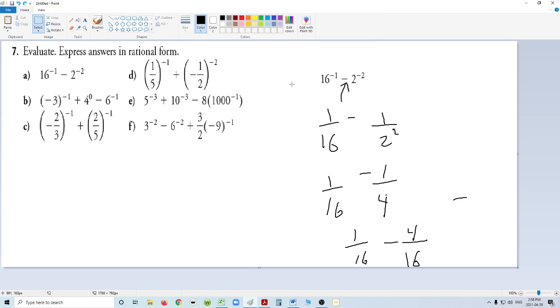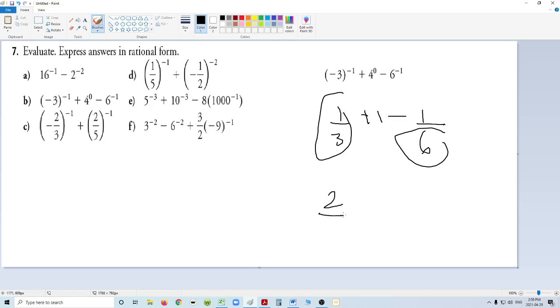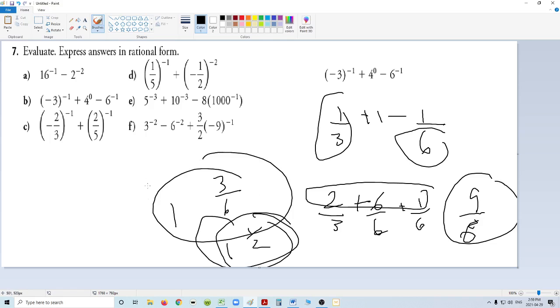What about this one? Go to this one here. So I guess just resolve each first. -3 to the -1 is 1 over 3, plus 1 minus 1 over 6. So they all should be on the same fraction. 6 is the common denominator, so turn this into something over 6. The 1 over 3 is 2 over 6, plus 6 over 6, plus 1 over 6. And if I add up all their tops, I get 9 over 6, which is 1 and 3/6, which is 1.5. This is correct, this is correct, this is correct.